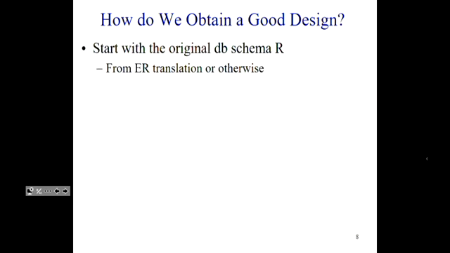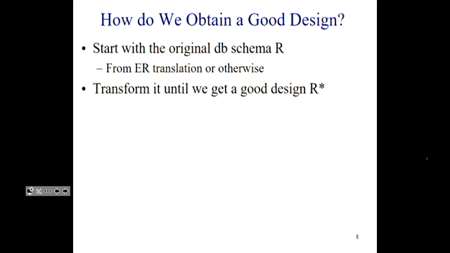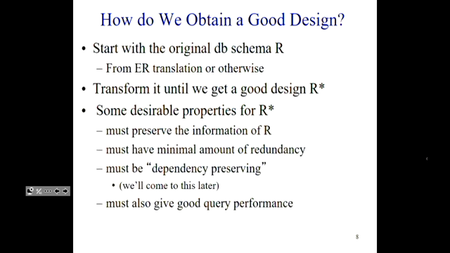So how do we go about obtaining a good design? Typically, the process starts as follows. You start with the original database schema R. This can be via ER diagram translation or otherwise. And then we repeatedly transform it until you get a good design R star. The goal is to end up with some desirable properties for R star at the end of it. In our previous case, we saw that the R star we ended up with has no redundancy, no update anomaly, no deletion anomaly, and so on.